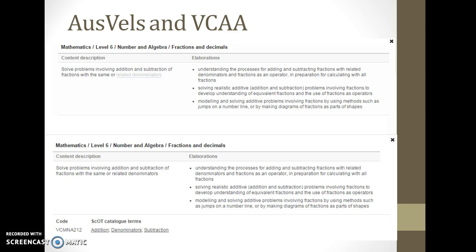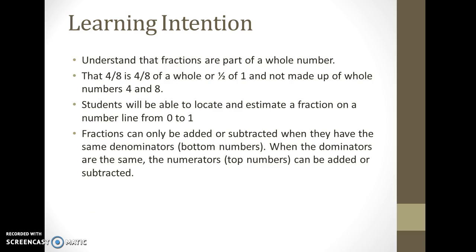The Victorian curriculum on the bottom is similar, and it's solving problems involving addition and subtraction of fractions with the same or related denominators as well. The learning intention is to understand that fractions are part of a whole number, that 4/8 is 4/8 of a whole, or 1/2 of 1, and not made up of the whole numbers 4 and 8. Students will be able to locate and estimate a fraction on a number line from 0 to 1. Fractions can only be added or subtracted when they have the same denominators, bottom numbers. When the denominators are the same, the numerators, top numbers, can be added or subtracted.